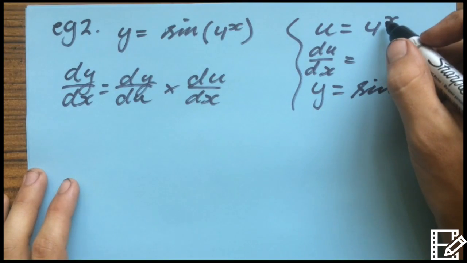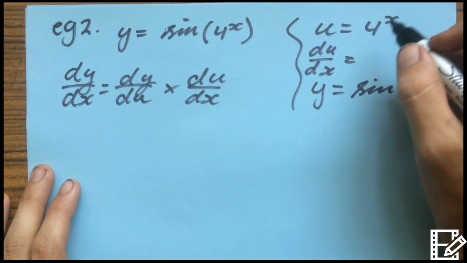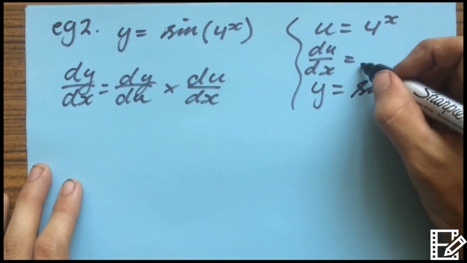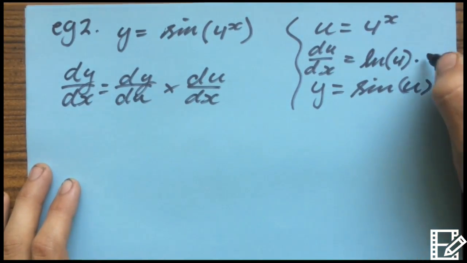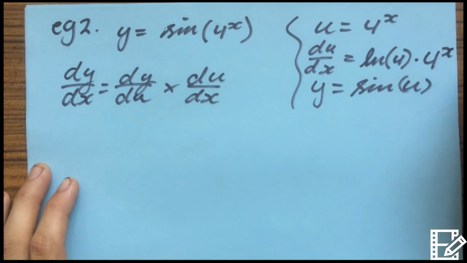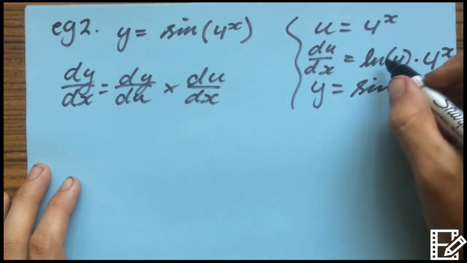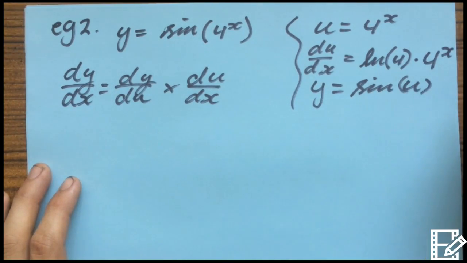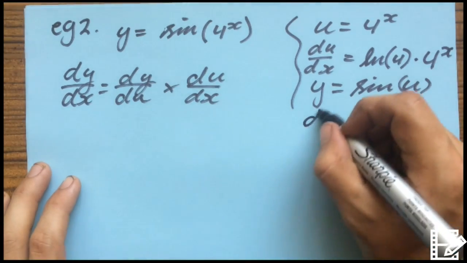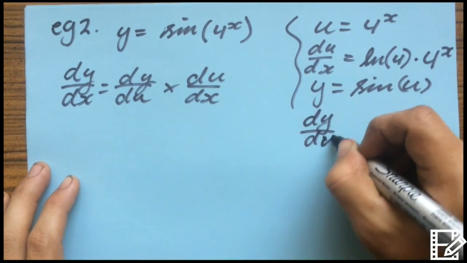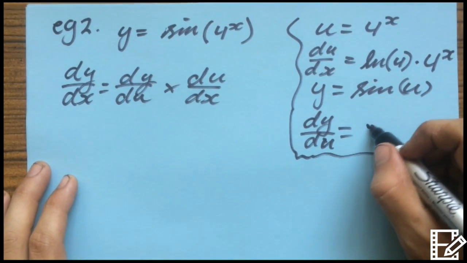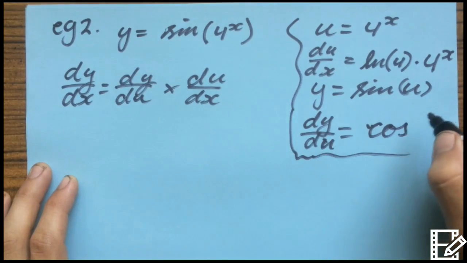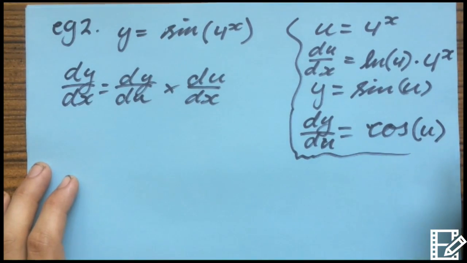Derivative of 4 to the power of x, just like how we did the 7 to the power of x and the 7 to the power of u, you just ln 4 and multiply that by 4^x. So you just leave it the same basically and then multiply by ln of the number, which in this case is 4. And the derivative of y with respect to u, derivative of sine is cosine u.